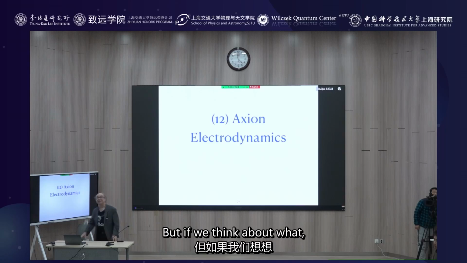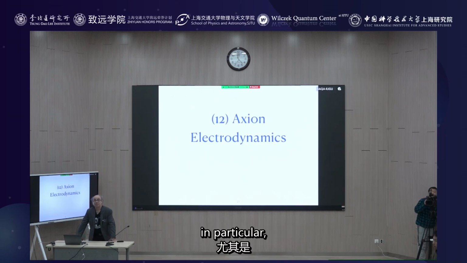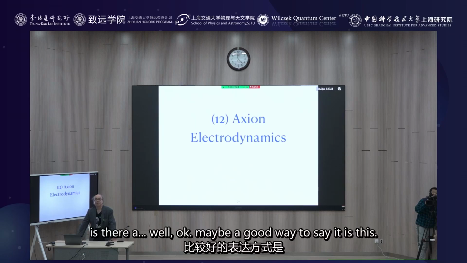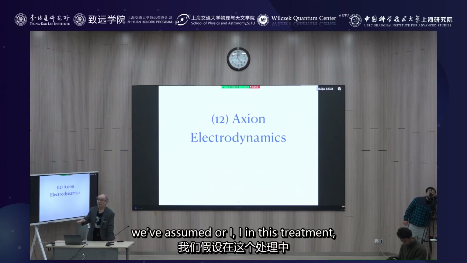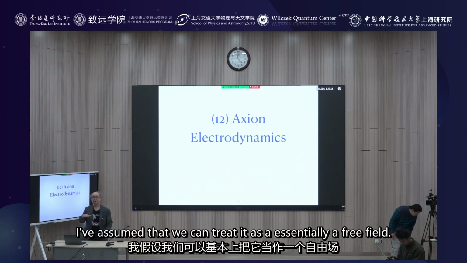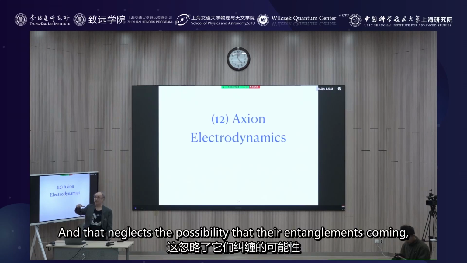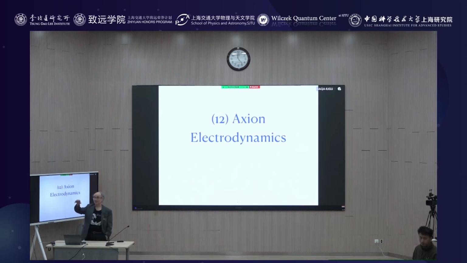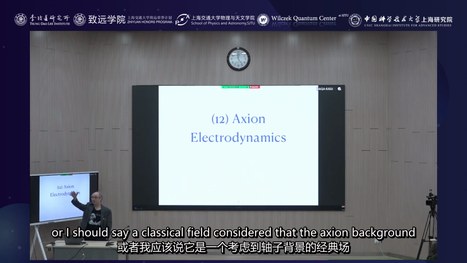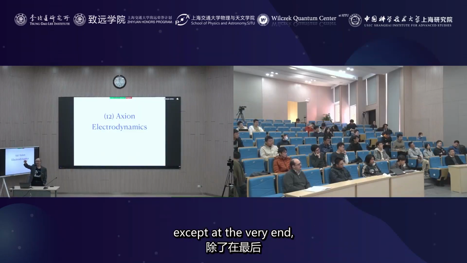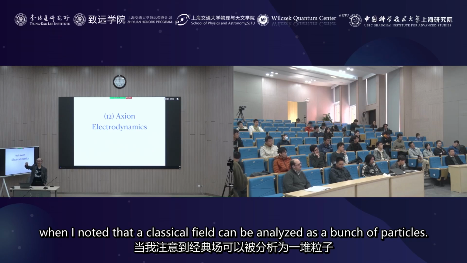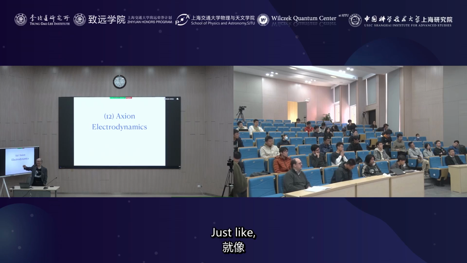But if we think about what in particular is there, maybe a good way to say it is this. When we've treated the axion cosmology, in this treatment I've assumed that we can treat it as essentially a classical field. That neglects the possibility that there are entanglements coming in. Consider the axion background, the axion field is a classical field, except at the very end when I noted that a classical field can be analyzed as a bunch of particles.